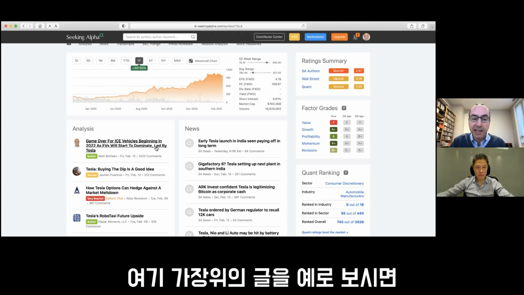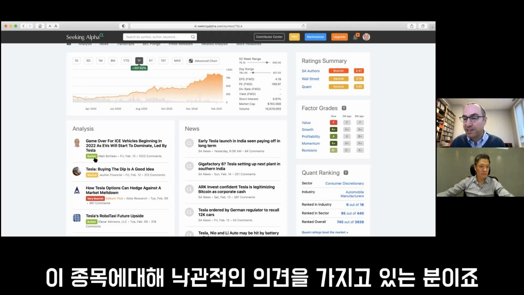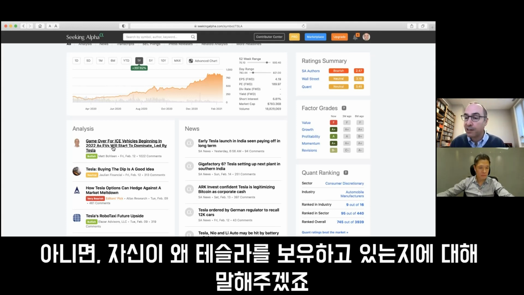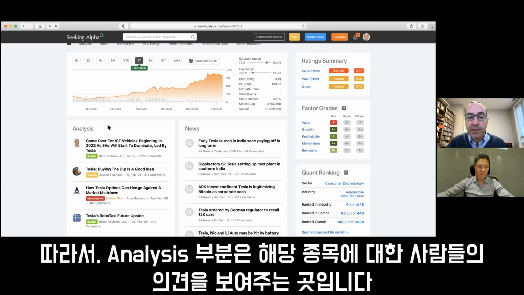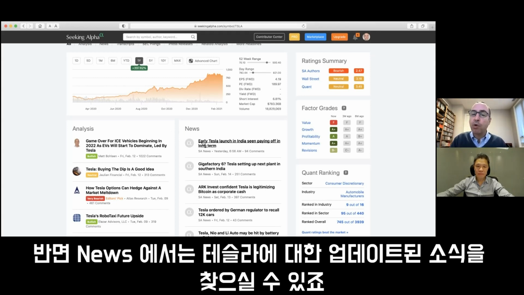So for example, here's an article by one of our contributors, which is bullish on Tesla, right? Meaning that he's very optimistic about the stock. And he's written an article here explaining why he thinks that you should own Tesla, or why he owns Tesla as a stock. So the analysis is really, what's people's opinion of the stock? What's their whole story about the stock? And the news is much more, what are the news stories on Tesla?